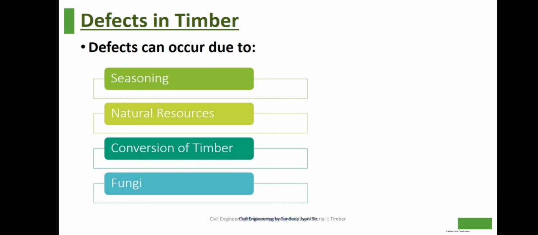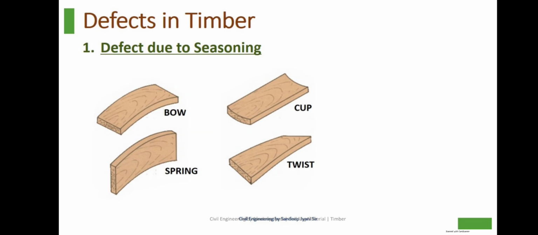Defects in timber. Defects can occur due to seasoning, natural causes, conversion of timber, and fungi. Defects due to seasoning: first bow, second cup, third spring, fourth twist. You can see the picture.